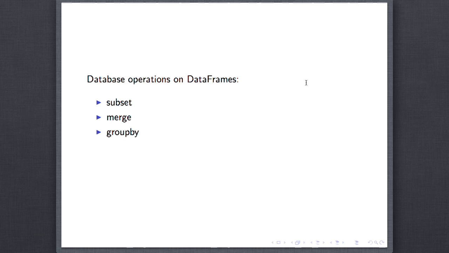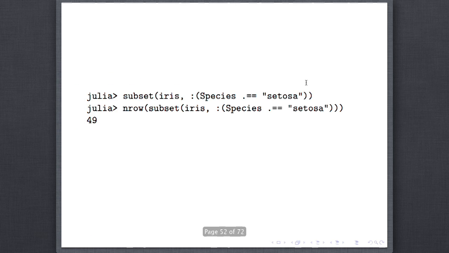So this, for instance, is how you subset the iris data. You're only going to get the rows in which the species column is equal to the value "setosa". So this is your select operation from SQL. And you can see that works with the nrow.